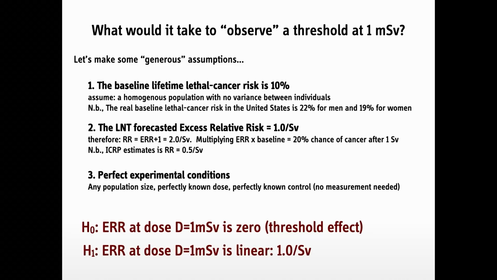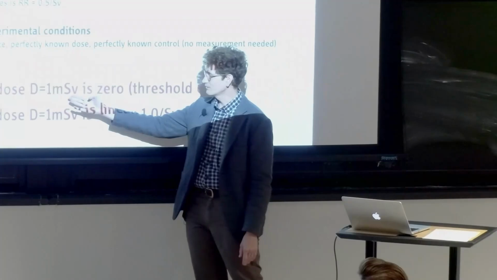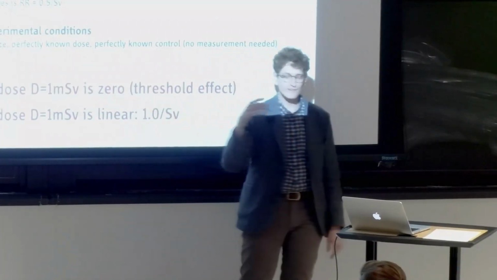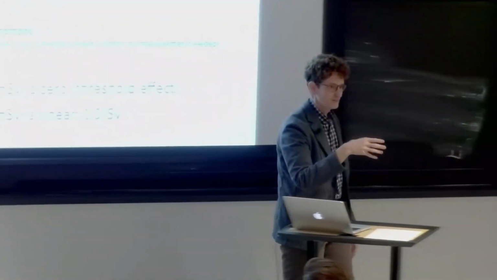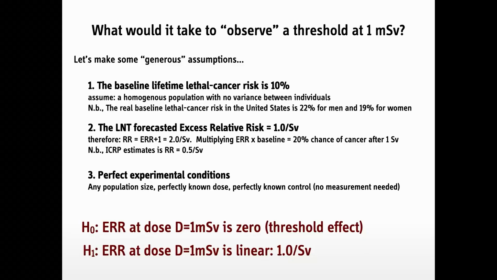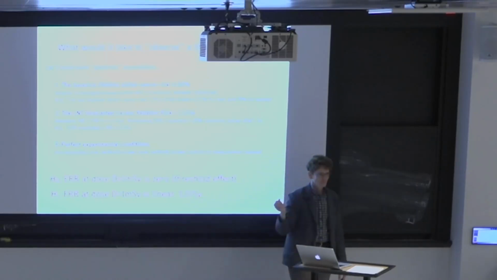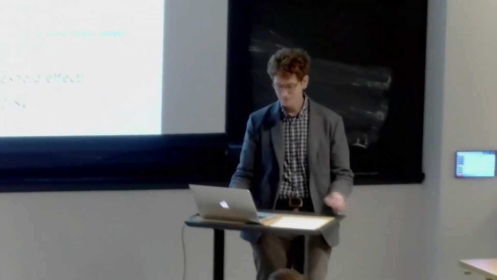And we're going to set the null hypothesis to the threshold. We'll say the null hypothesis is that at 1 millisievert, the effect is 0. That's our null. That's the threshold model. And then we'll have this alternative hypothesis that says that the relative risk at 1 millisievert will be as predicted by the linear model, 1 per sievert. Right? So those are our 2 hypotheses.